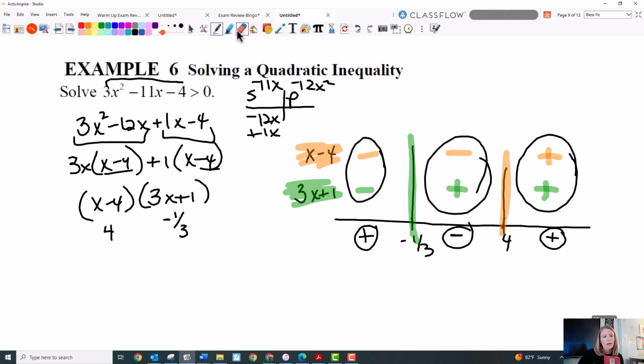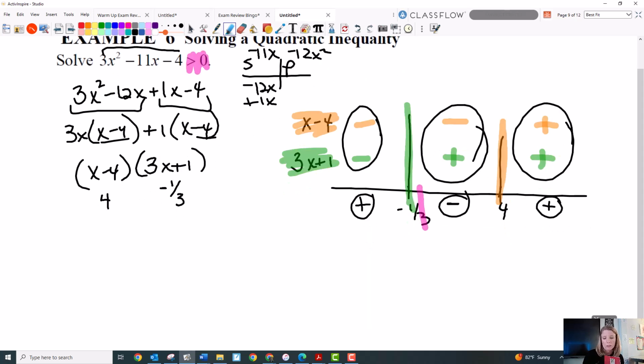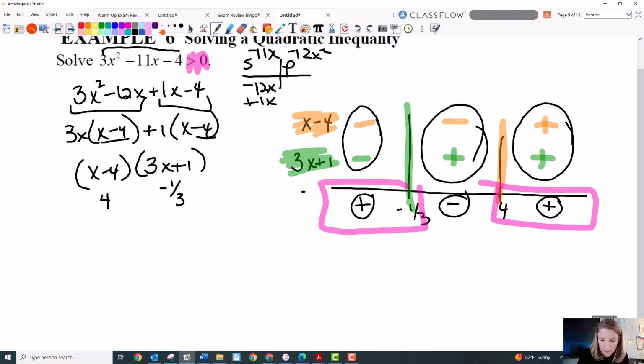Okay, now what answers do I want? I want the answers that are greater than 0. Greater than 0 this time are, well, always, my positives, but this time my positives are on the outside. So that's negative infinity to the left, positive infinity to the right, greater than 0, so I would say negative infinity to negative 1/3, and I would put a U. You always put a U because it's both. It's this one and this one. And then 4 to infinity. So I just want my positive answers.